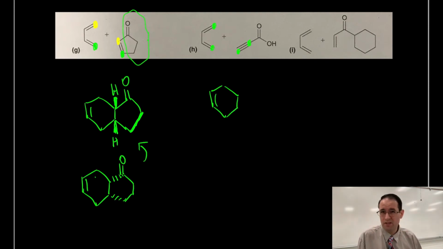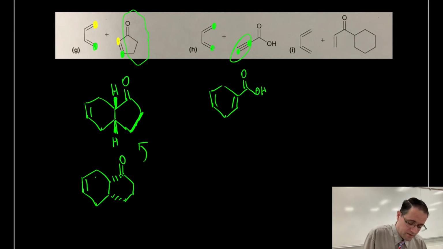Okay, so here we want to draw these two carbons and these two carbons connected, so that's going to be our cyclohexene. You're always going to form a six-membered ring with a double bond in it. We have a triple bond here, so that gets converted to an alkene, and we have a carboxylic acid here. Okay.